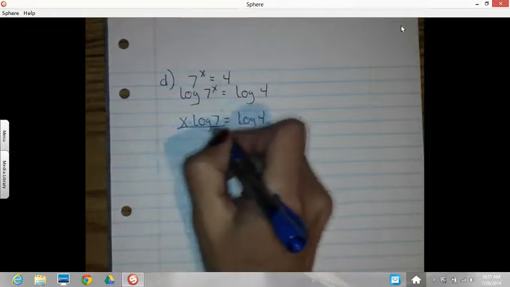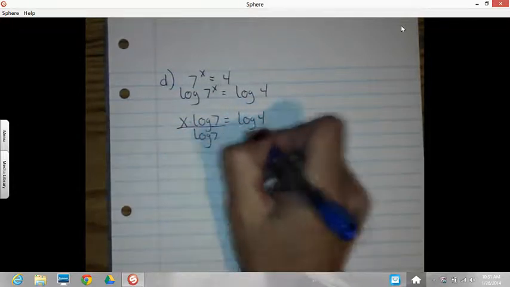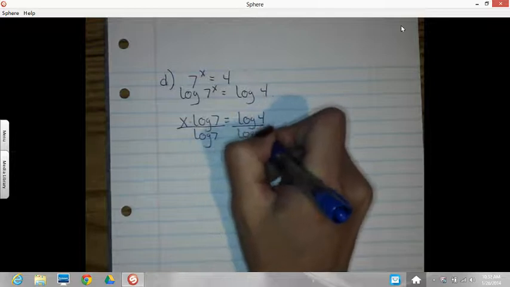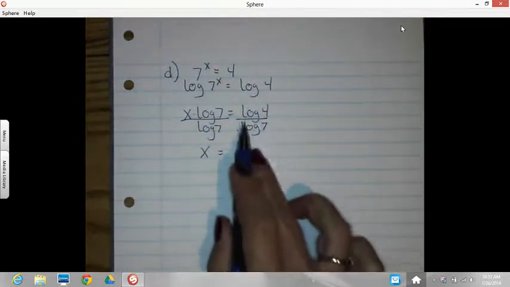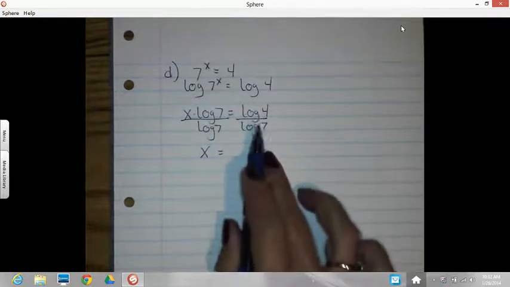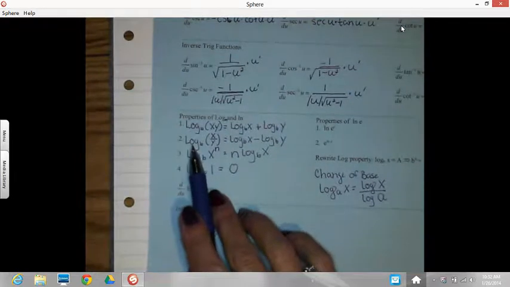Now don't get confused. There's no property that lets me subtract these. Remember, this is where people make the mistake. I need the log of a quotient. Here, what I have is a log divided by a log. None of these properties apply to this.